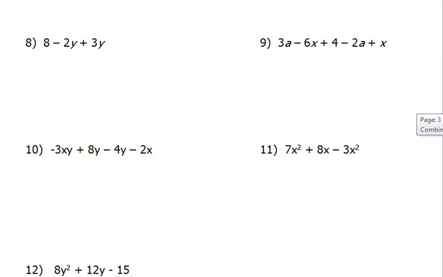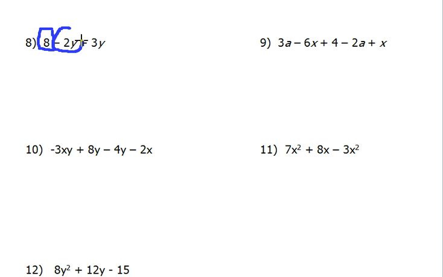Okay, let's take a look at the rest of our examples. This next example, I'm going to put a box around this 8. This is a plain old number, so it is called a constant. I don't have any other constants in my expression, so I'm just going to leave that alone, and I'm going to go to the next term.